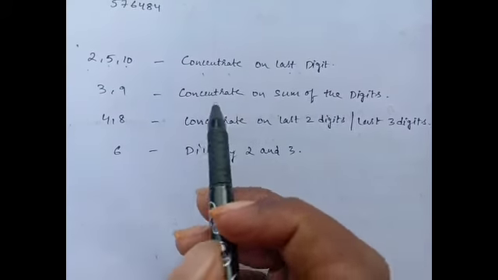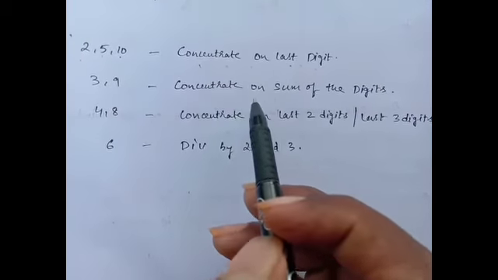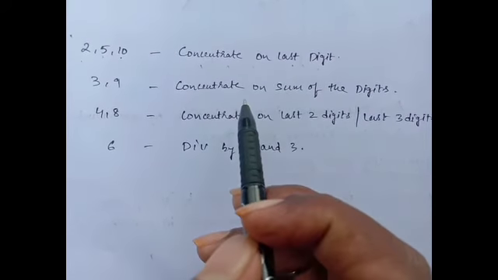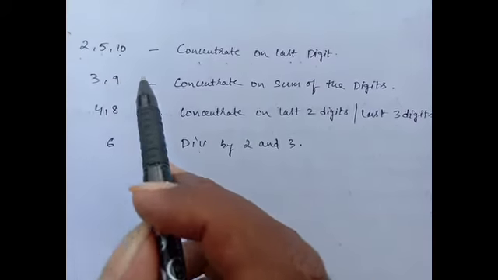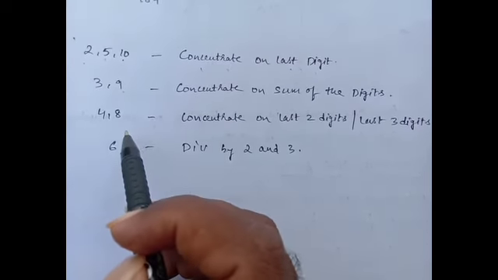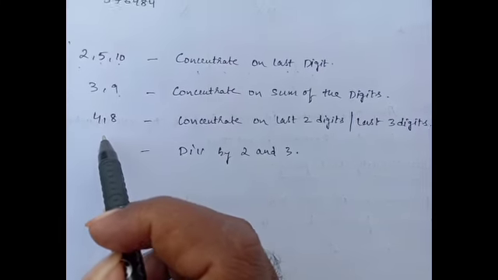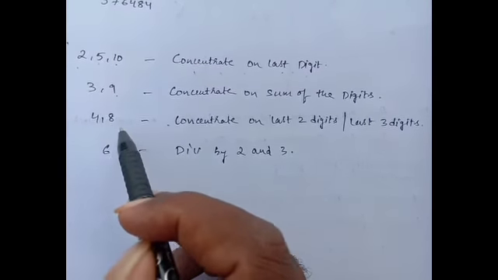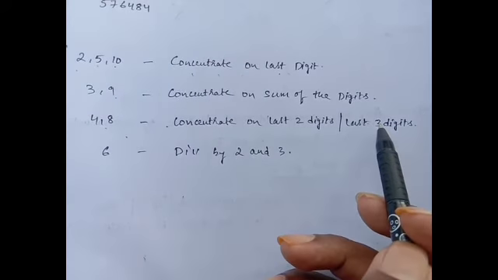For the divisibility test of 3 and 9, we have to concentrate on the sum of the digits of the whole number given. If that sum of the digits is divisible by 3 and 9, then we can say that the entire number is divisible by 3 and 9. And for the divisibility test of 4 and 8, we have to concentrate on the last two digits for number 4 and last three digits for the number 8.